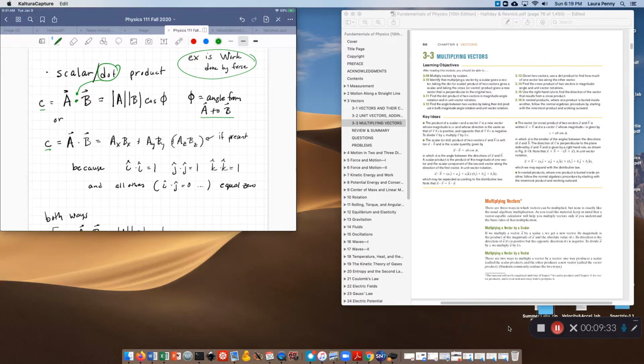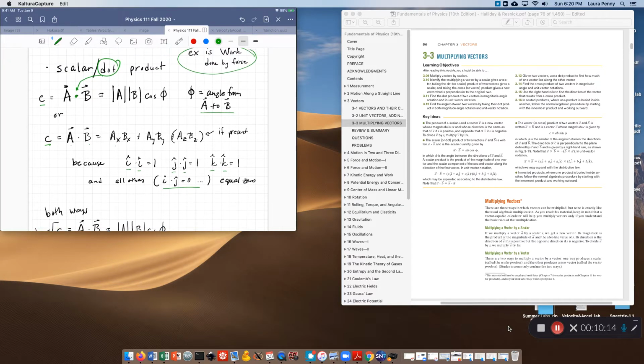Or if you knew things in unit vector notation, you can say A dot B is AX times BX plus AY times BY, and then AZ times BZ if you had it. And that's because i dot i is 1, j dot j is 1, and k dot k is 1. All the other ones are going to be equal to 0 because they're not parallel to each other. Remember, the dot product wants to know how much is parallel between these two vectors.